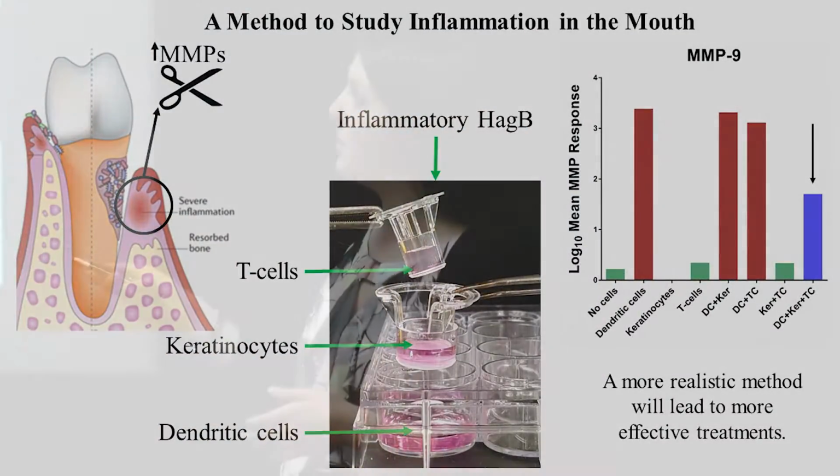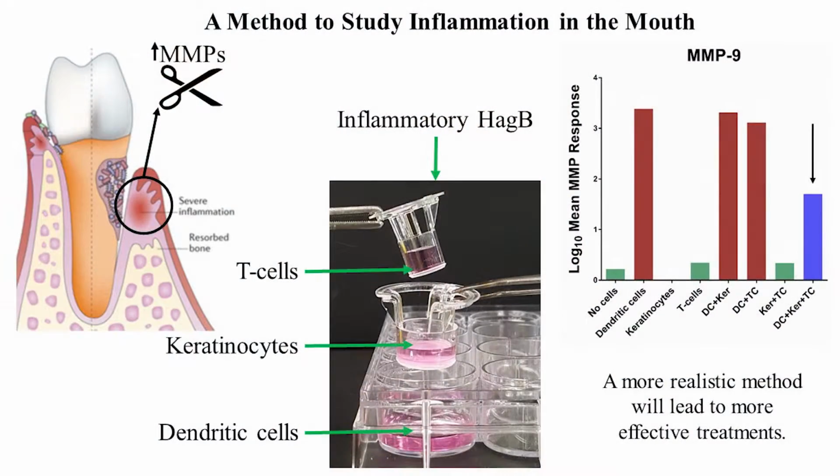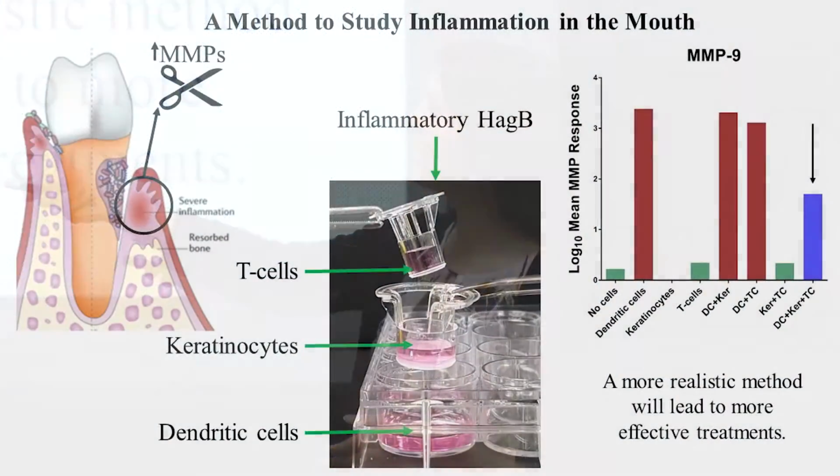Now, for my research, I want to learn more about this inflammatory response by studying these enzymes, MMPs. To do this, I have used a multi-cell system with an added agonist, Hag-B, a protein from a periodontal-associated bacteria. Now, this multi-cell system consists of T cells and dendritic cells, two cell types known for their immune cell functions, and then keratinocytes, which are cells from the lining of our mouth.